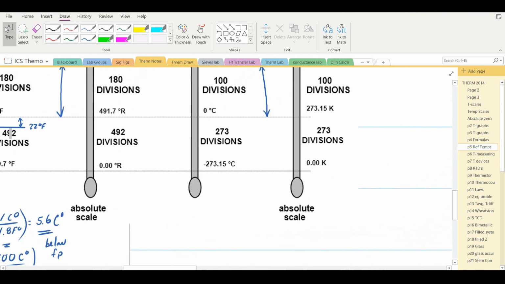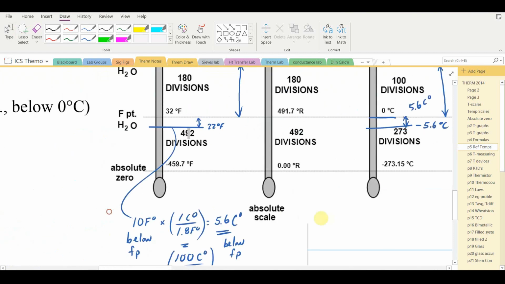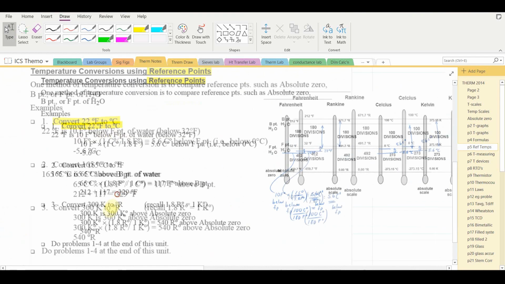So on the Celsius scale, the freezing point is at 0. What would the temperature be if it's 5.6 Celsius degrees below the freezing point? It would be minus 5.6 degrees Celsius. A temperature difference of 5.6 Celsius degrees below 0 is a temperature of minus 5.6. Clever, eh? Wish I'd thought of that. So here it is.